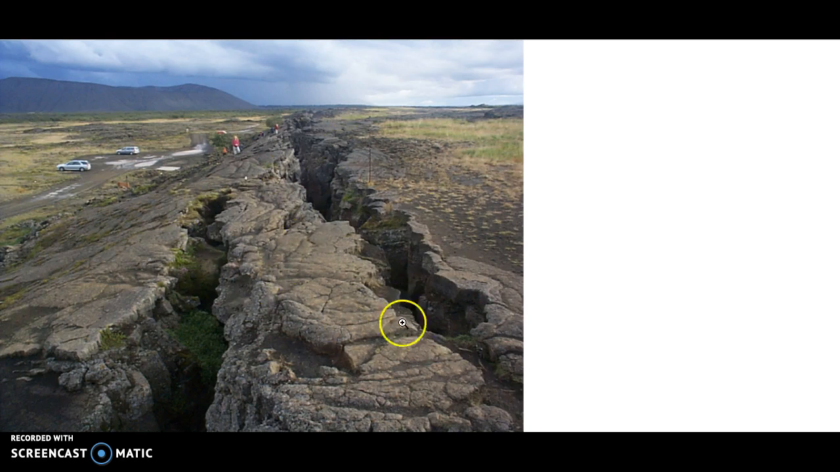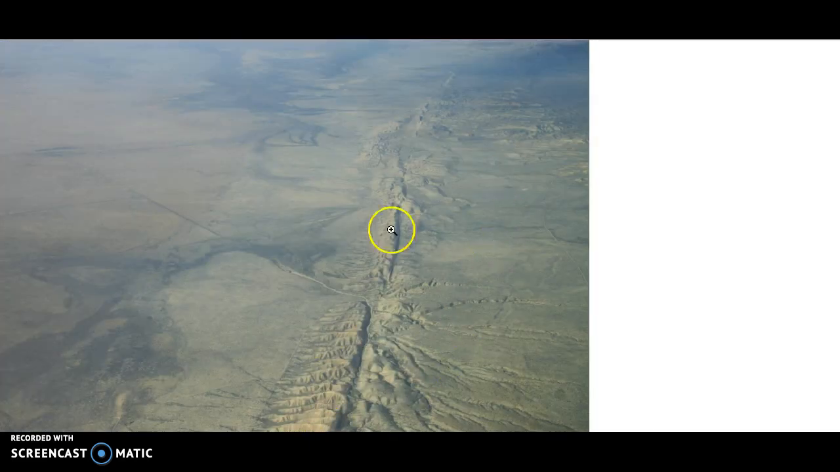Okay, you can see in this image a fault, and another one in this other. This is a very large fault which crosses a continent. This is seen from space.